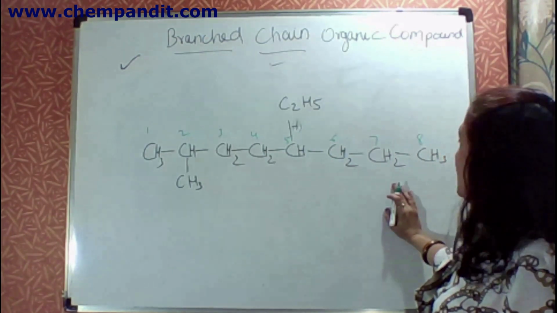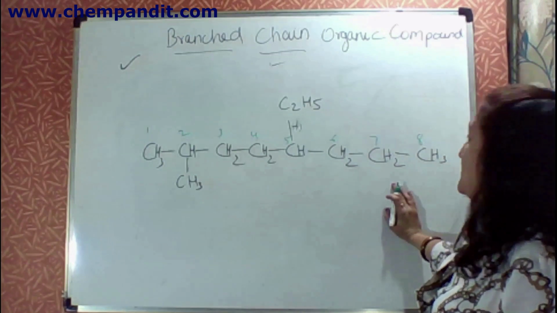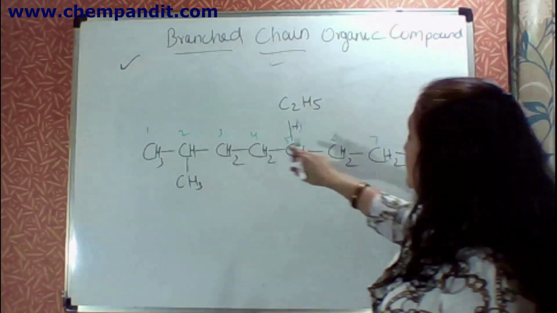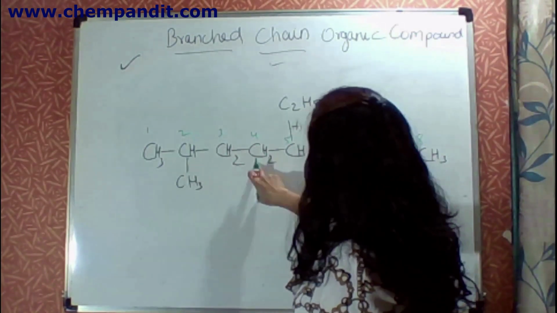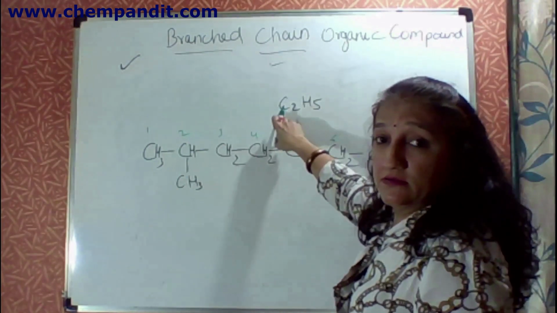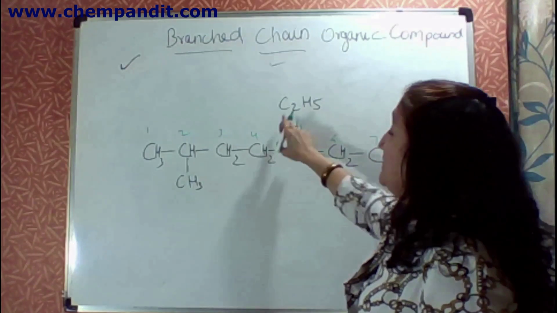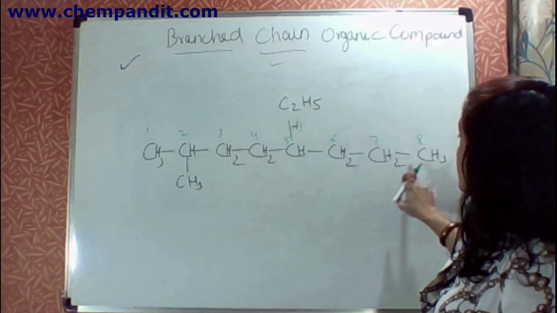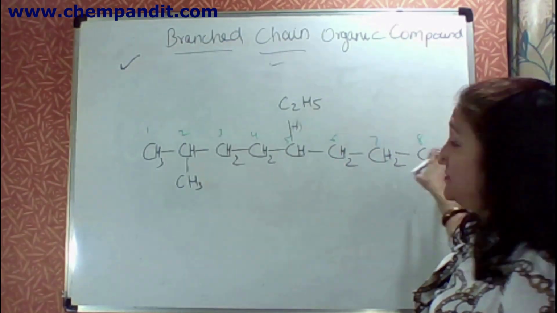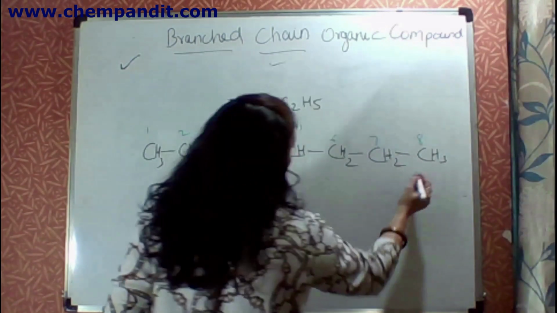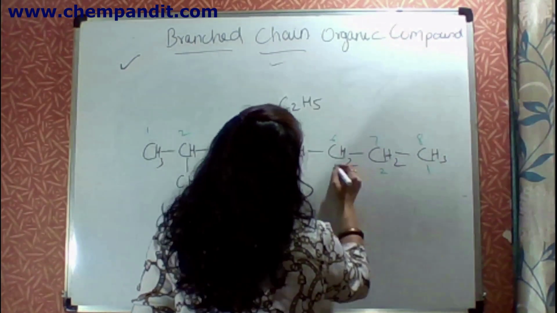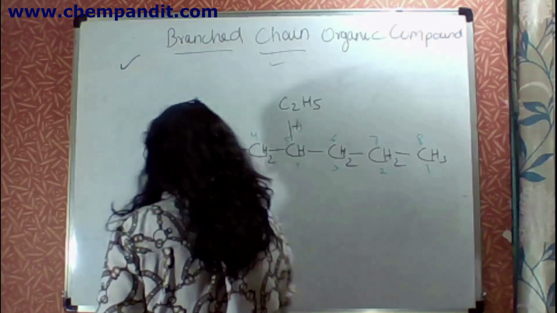1, 2, 3, 4, 5, 6, 7. If we count like this, 1, 2, 3, 4, 5, 6, 7, actually it has 2 carbon atoms. This will become 7. But we need to choose the longest carbon chain, so we will choose this main chain. Now number it from right to left. 1, 2, 3, 4. Let's do one thing.